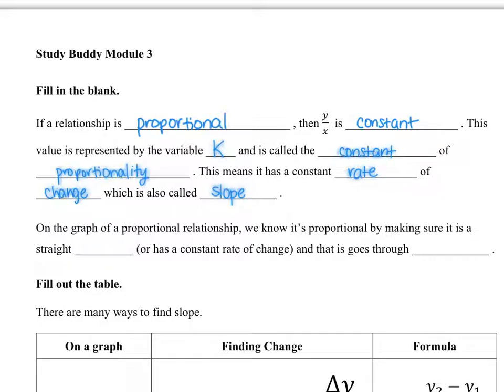Okay, now on the graph of a proportional relationship, we know it's proportional by making sure of two things. It's a straight line, so it's straight, but it's a line, or has a constant rate of change. That's what it means to be a straight line. It means a constant rate of change. And it goes through that special point called the origin, or 0, 0. So you can either have 0, 0 here or the origin. So that's it for the fill in the blank.